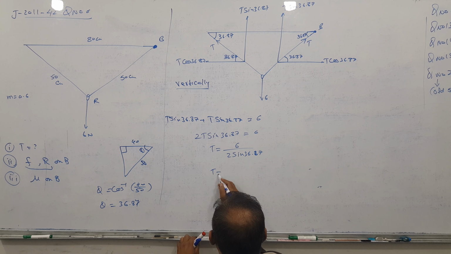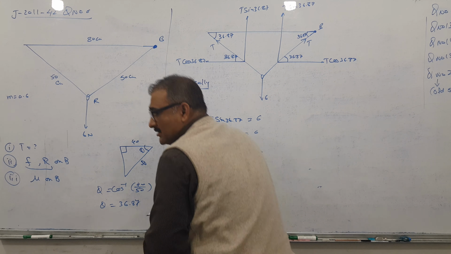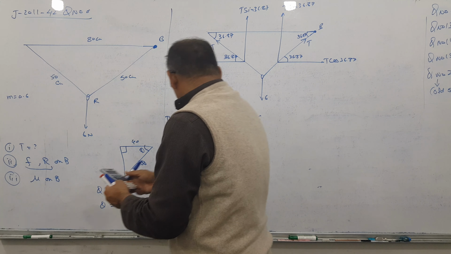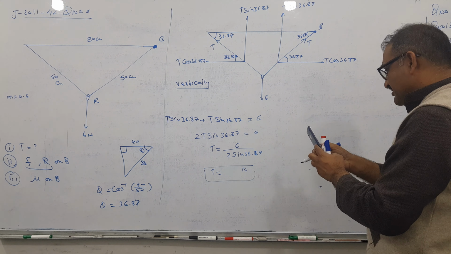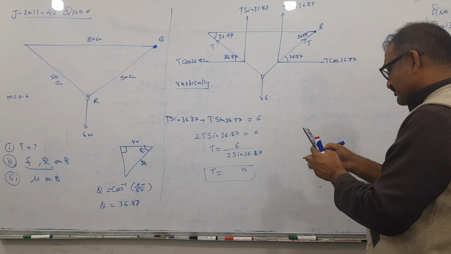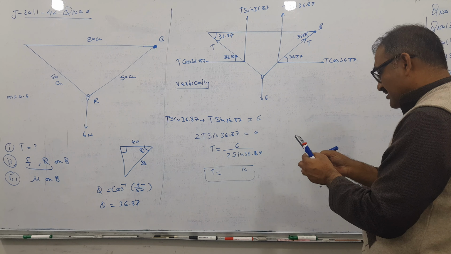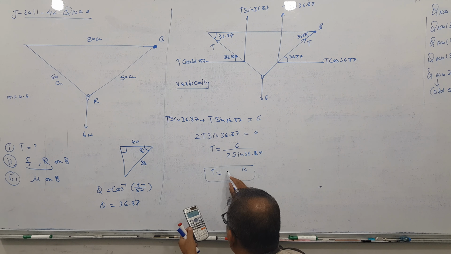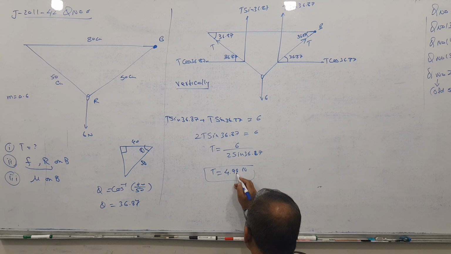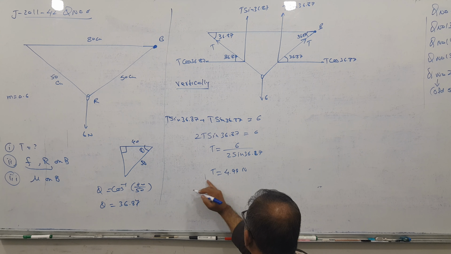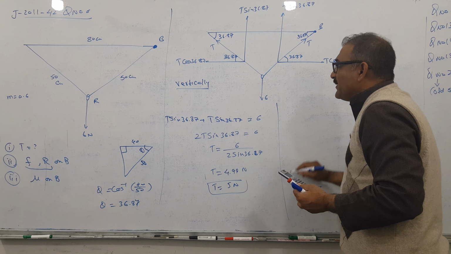Now let's see what answer comes from here. I type this value, 6 divided by 2 times sine 36.87, and my answer is coming 4.99999. It means I can say my answer is exactly 5 newtons. So my first part is over.